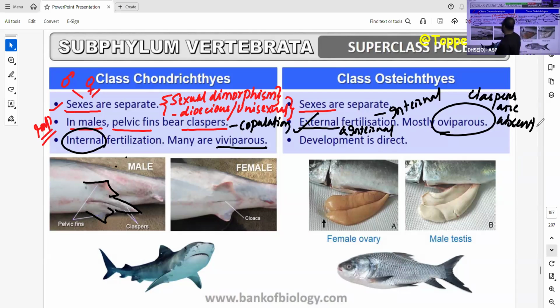But remember that in case of bony fishes, the claspers are absent and the fertilization is generally external in water. Then, since these are viviparous, development obviously has to be direct. That is, there are no larval stages available. Here also, the development is direct, where no larval form exists.